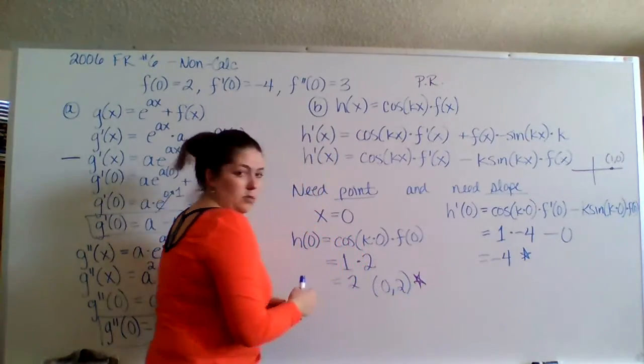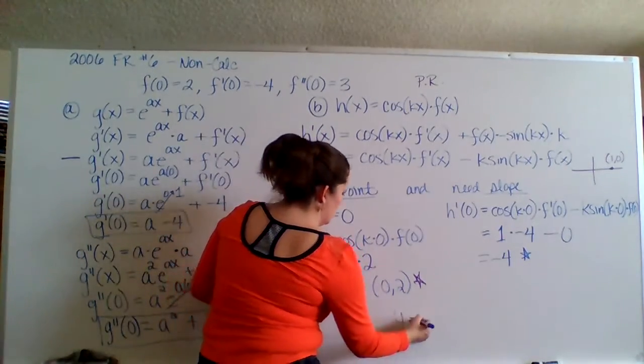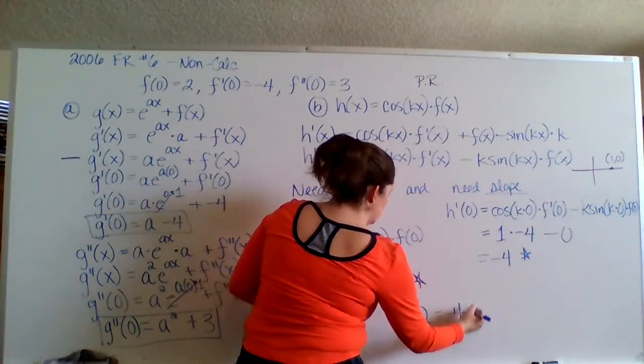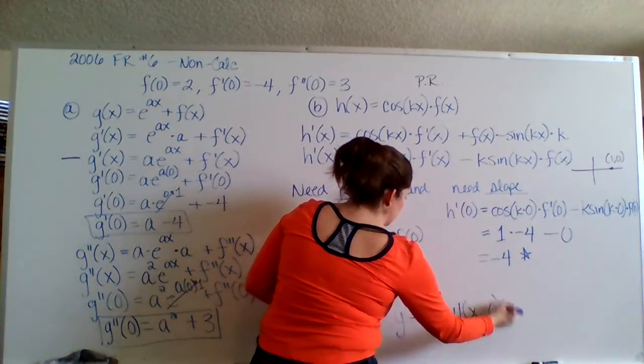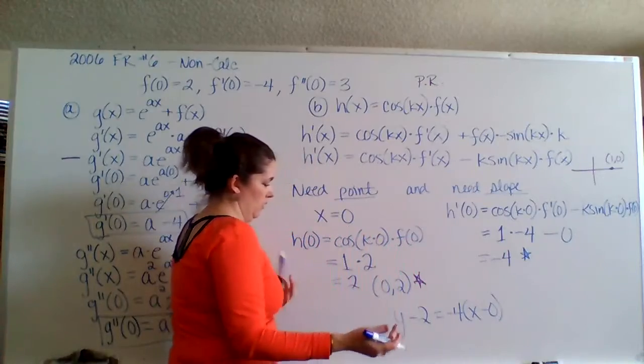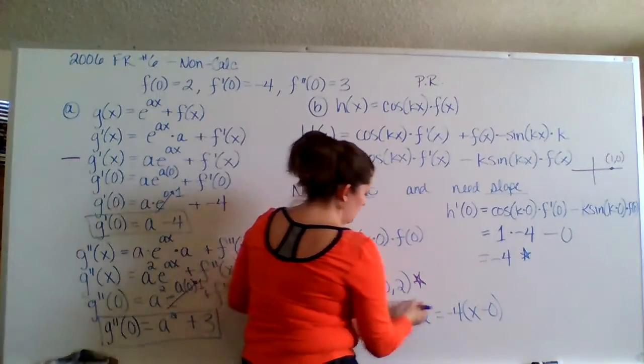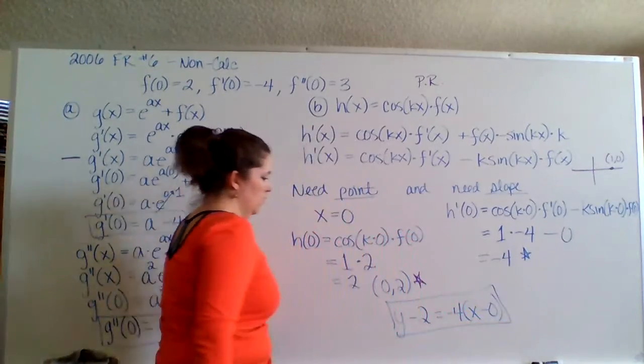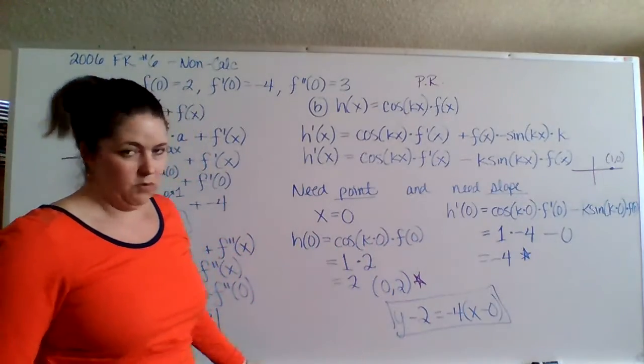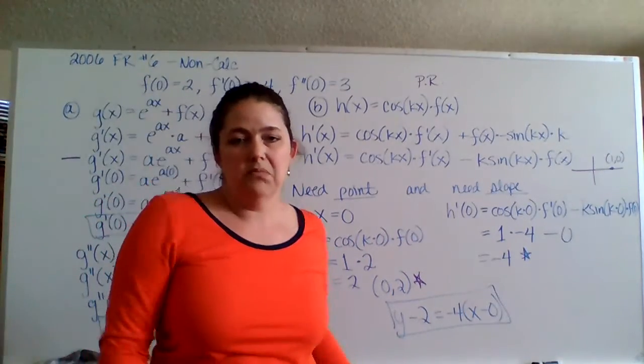And now we plug into point slope form. So y minus 2 equals the slope times the quantity x minus 0. And I would stop right there. You could add the 2 over. You don't really need to take the time to distribute. I mean, because it's x minus 0, some of you might just drop it. But honestly, I would just stop. Just stop and be done.